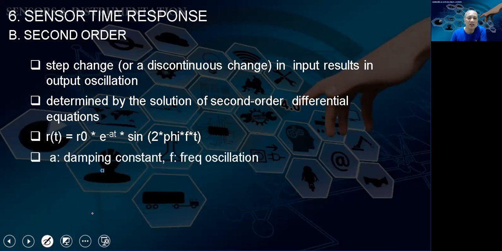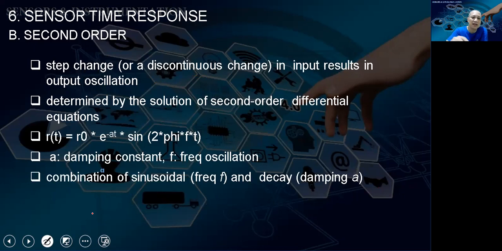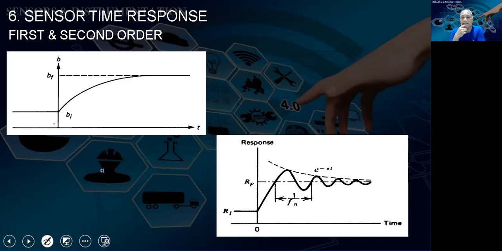Yeah. So this is just a quick look. I don't want you to think too much about this, but this is having the value of that. There is some sinusoidal function, because a sinusoidal or cosine function is one that can create oscillation. So A is the damping constant, and F is the frequency of oscillation. It is a combination of sinusoidal frequency F and decay damping A. So that's it, and the picture looks like that. It can be this, yeah.